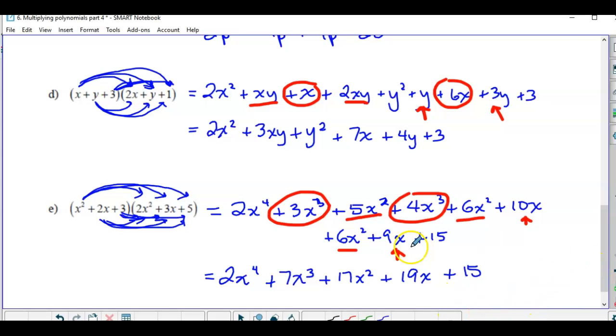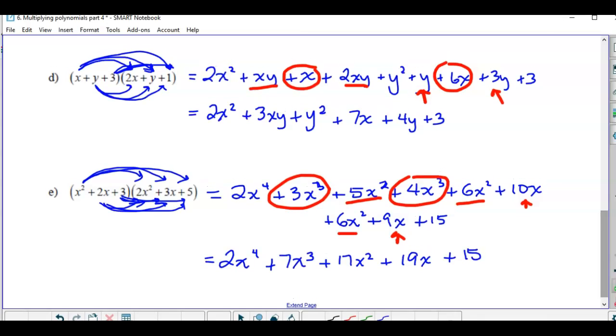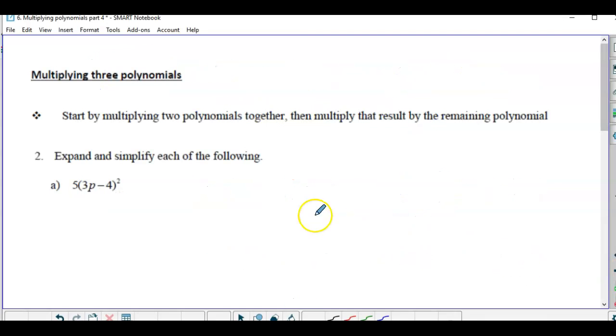Okay, so that'll probably be the least number of terms for a trinomial times a trinomial, when the trinomials are already simplified, no like terms in them. Okay, so then multiplying three polynomials. Start by multiplying two polynomials together, then multiply that result by the remaining one. So kind of in steps.